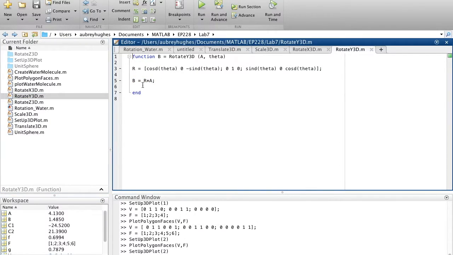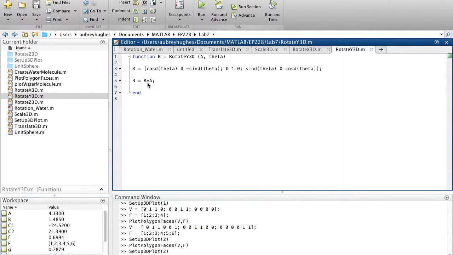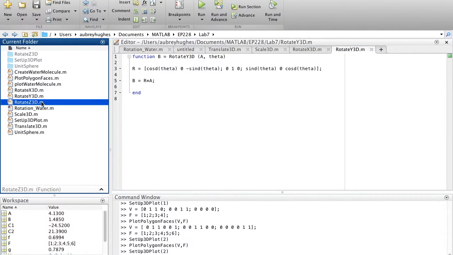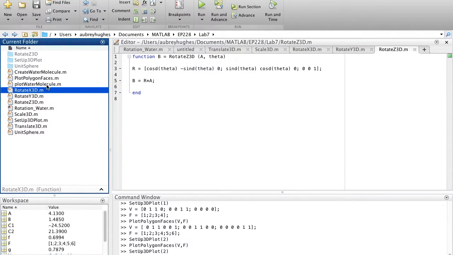You do it again for Y, but remembering to put your Y rotation matrix in instead. Multiply R times A. Exactly the same thing for Z. And just remembering that theta is always in degrees. So now that we've built all of these other functions, rotate, translate, scale, we can now start looking at how to do question 6, which is to build a water molecule.